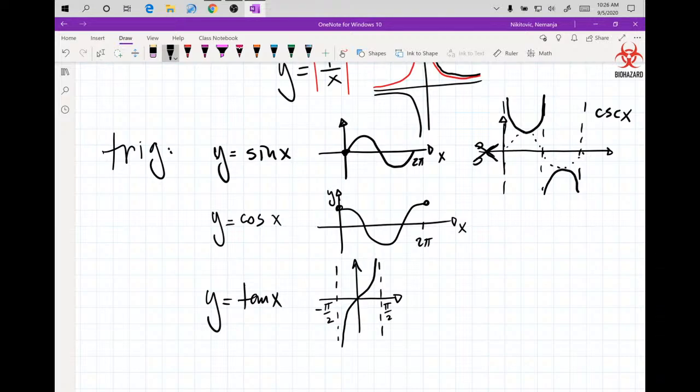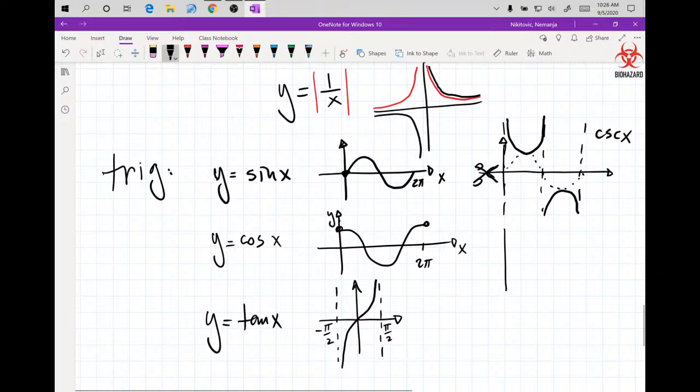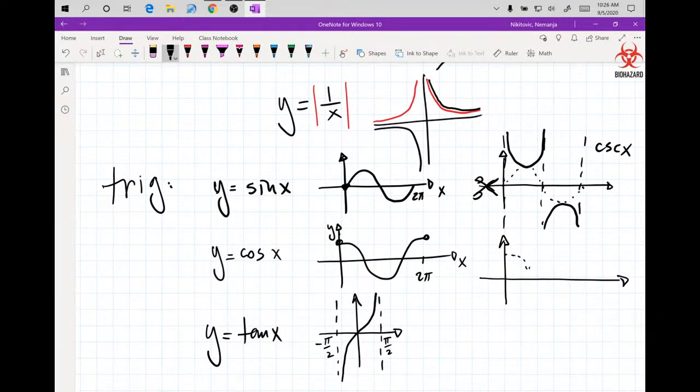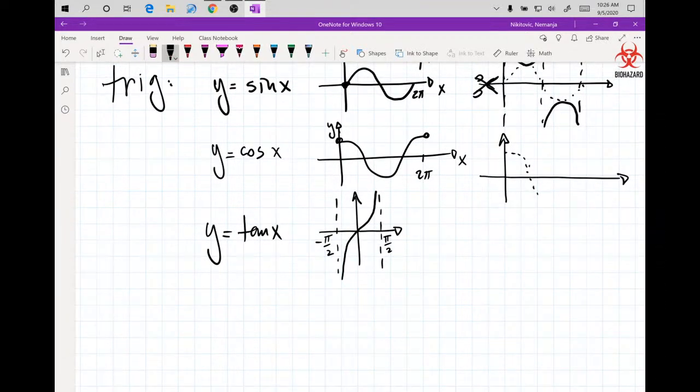So if I want to graph the secant graph, we are going to start with the cosine. Anywhere the cosine hits 0, put the asymptote, and now flip it over. This is your secant x graph.